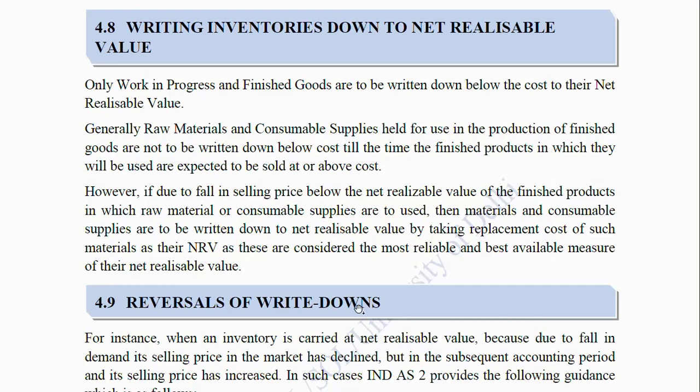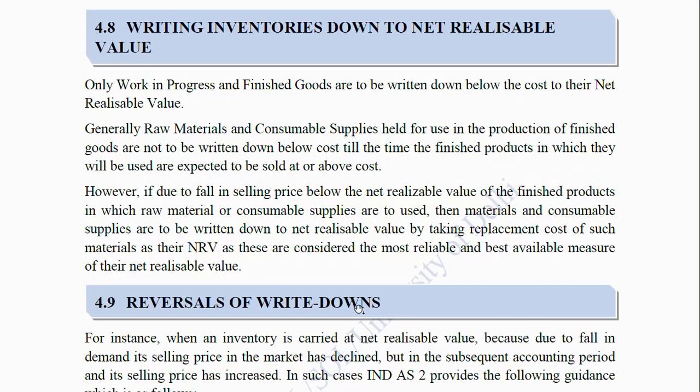Only work in progress and finished goods are to be written down below cost to their net realizable value. Generally, raw materials and consumable supplies held for use in the production of finished goods are not to be written down below cost till the time the finished goods in which they will be used are expected to be sold at or above cost.